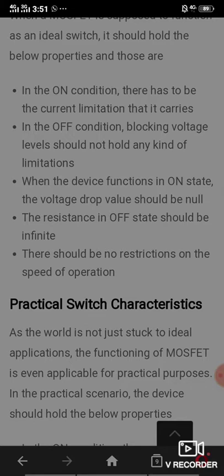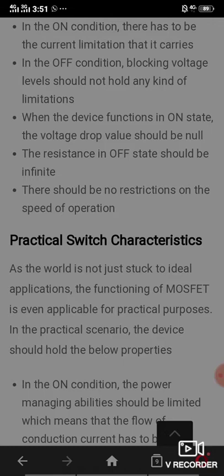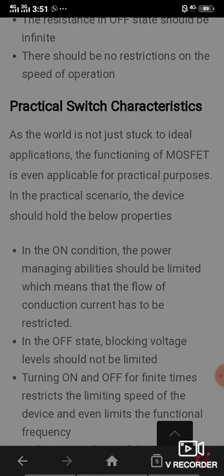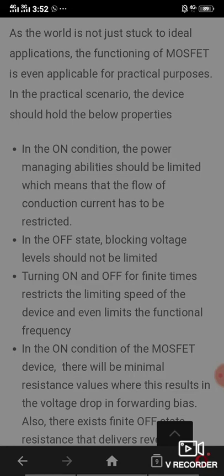As the world is not just stuck to ideal applications, the functioning of a MOSFET is also applicable for practical purposes. In practical scenarios, the device should hold the below properties. In the on condition, the power handling ability is limited, which means the conduction current has to be restricted. In the off state, the blocking voltage level is limited. Turning on and off in finite time restricts the speed of the device and limits the functional efficiency.